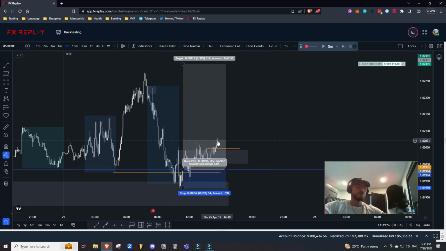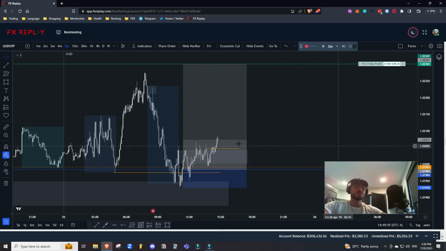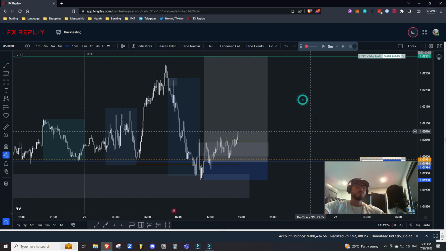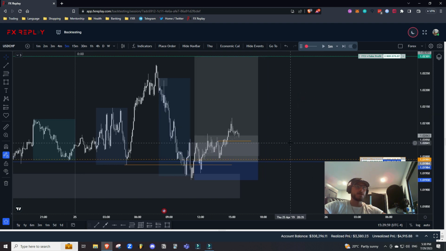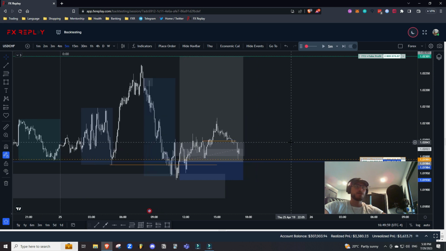Now that it's 2:30, again, I'm going to just shed off some partials. Why? Because I don't want to be holding it without taking partials at the session changeover, because we can get a big gap to start off the day. So it's just better for me to take out some partials here and let the rest go. Let's see if we'll get back down to that order block right there, and let's see if we can get a nice response up.